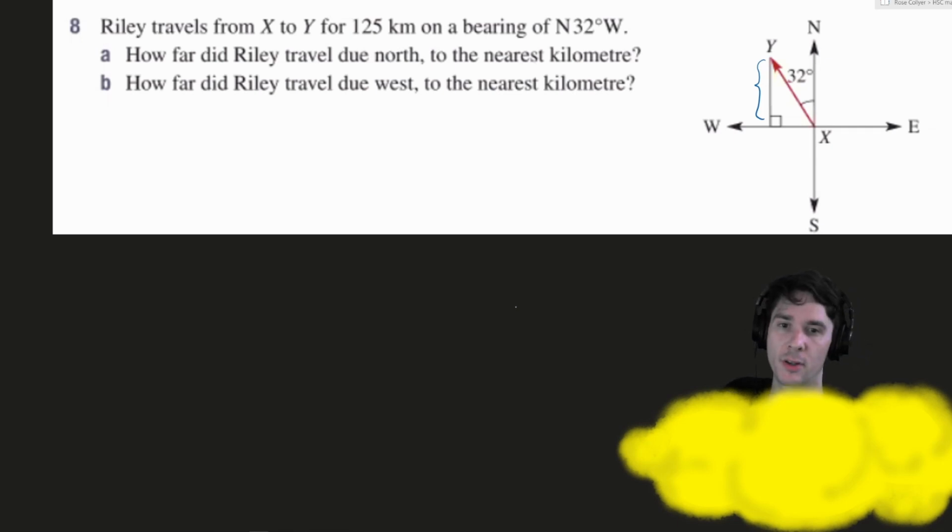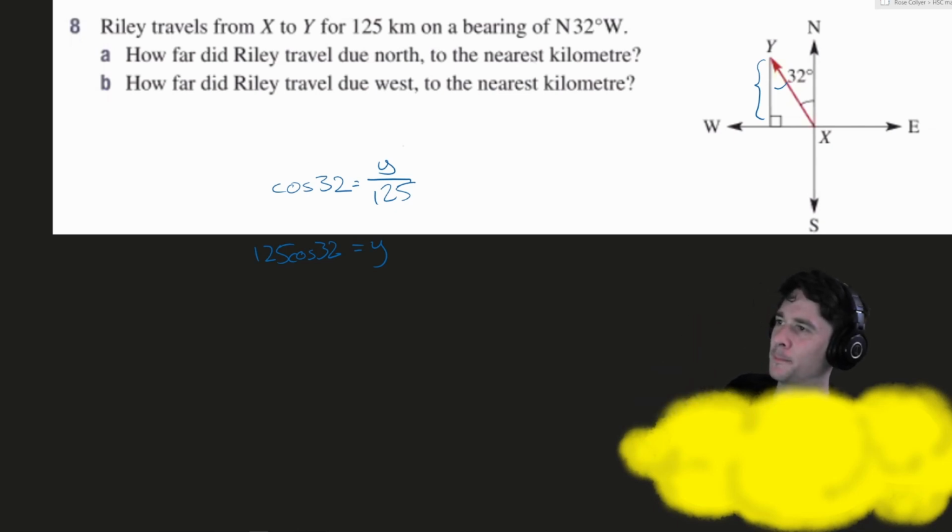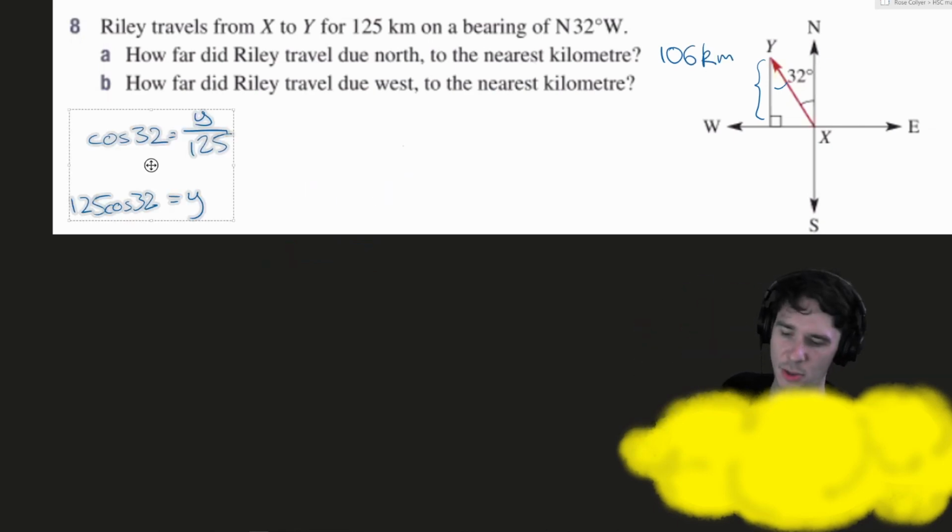Yes, this is where trigonometry comes in. Let me just work this out with you. So this is 32 degrees inside there, so I could say cos 32 equals y, I'm going to use that for the vertical distance, over 125. So 125 cos 32. You said 106 degrees? I mean, kilometers. Excellent. That doesn't matter. That's totally inconsequential. I just used y because it's my instinct if it's a vertical line.